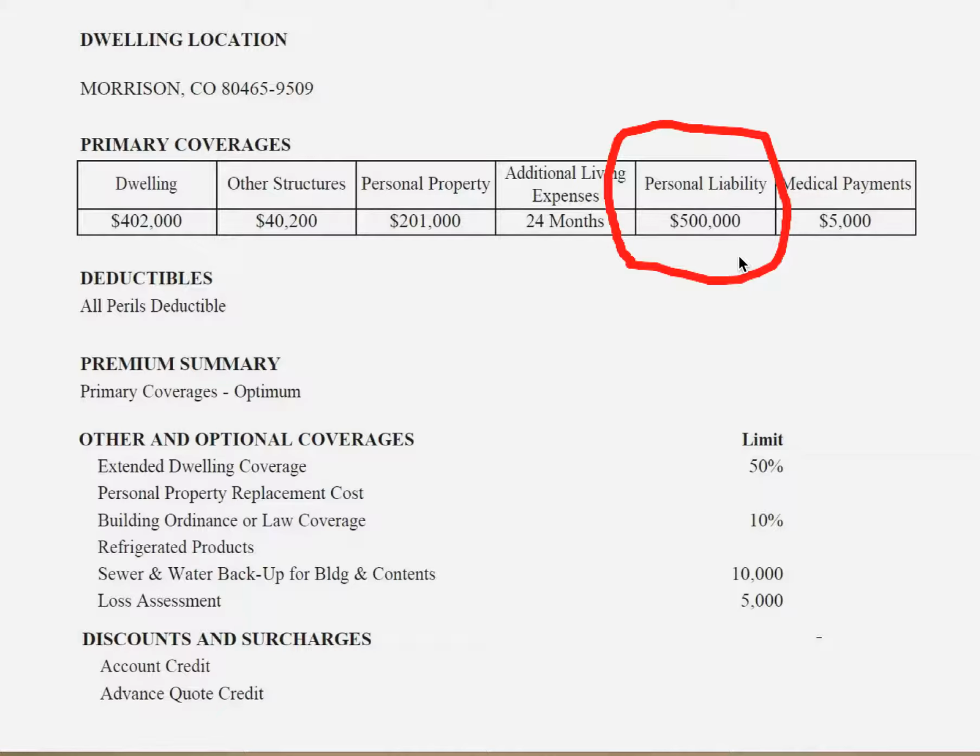Another example that we have actually seen: your child goes over to their friend's house, ends up shooting their friend in the eye with a paintball gun. Now their parents are suing you for a dollar amount. Your personal liability is going to kick in and pay for that.